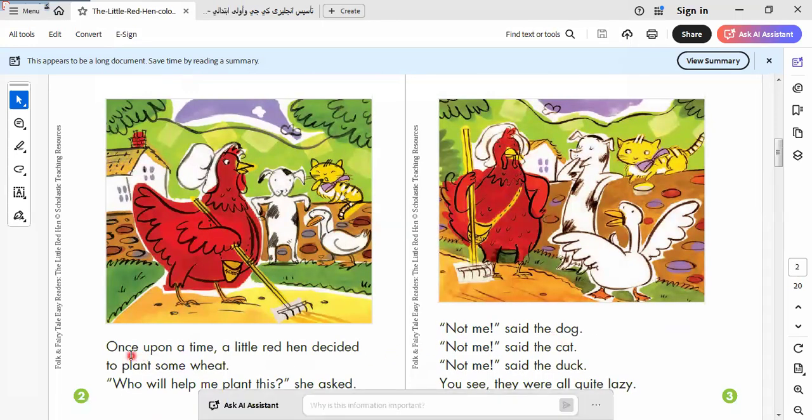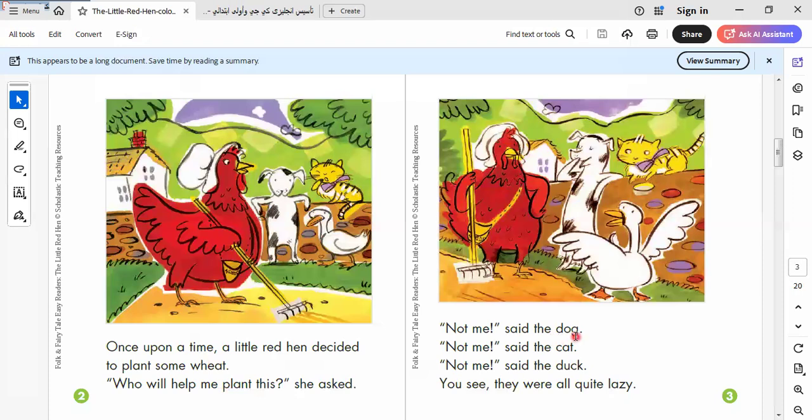Once upon a time. This is an expression used when we narrate a story. Once upon a time, a little red hen decided to plant some wheat. Who will help me plant this? she asked. So we have animals with her. So the hen asked these animals to help her in planting the land.